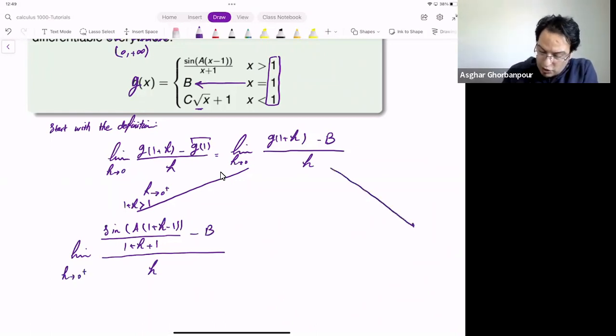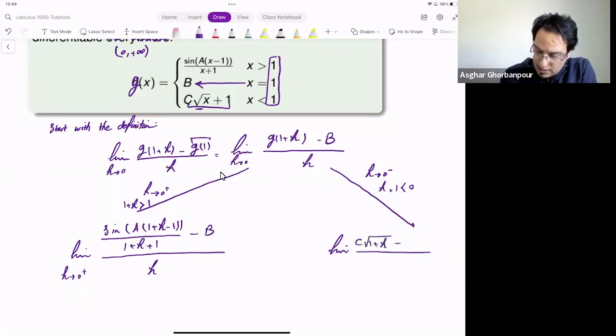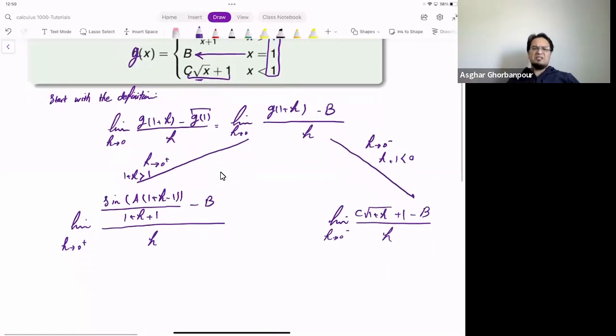If H goes to 0 from the negative side, then H plus 1 is going to be less than 1. And for that, we have the formula given by this, which is C times the square root of 1 plus H plus 1, minus B over H. Very nice. Okay, I have two limits, as we have done most of the time.